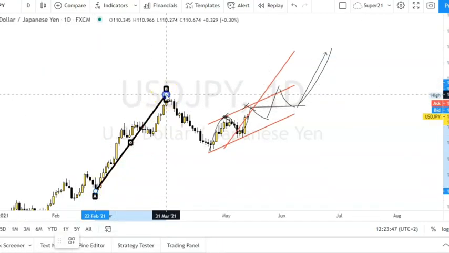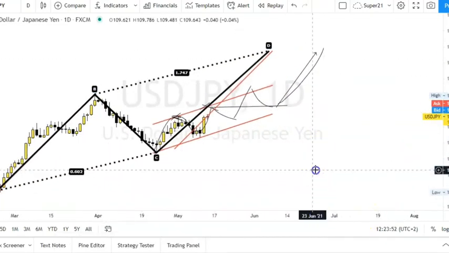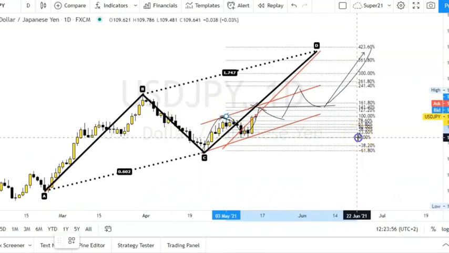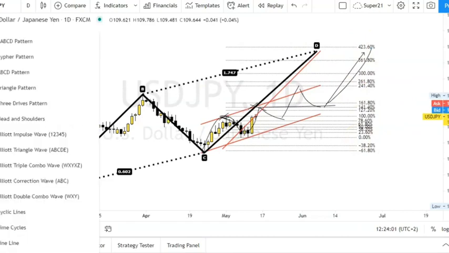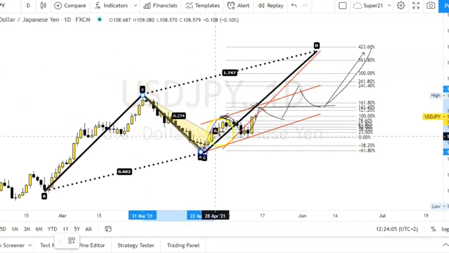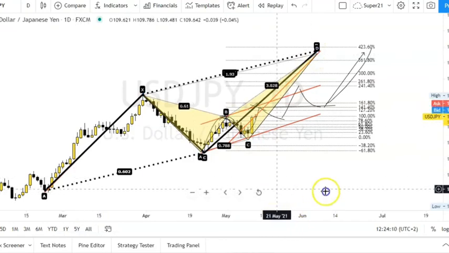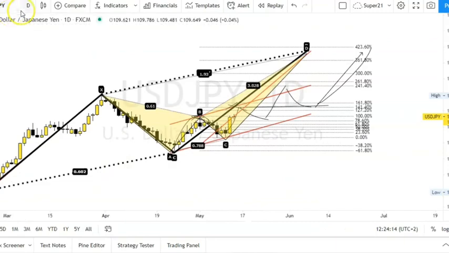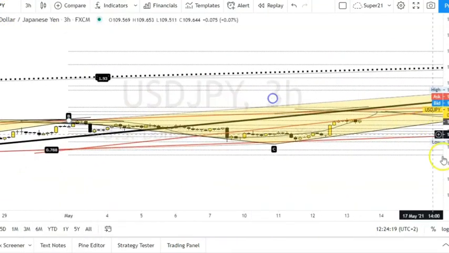So this is the whole ABCD structure targeting this area. Then we'll be looking at these areas. But we'll see how it goes. So far the only interest that we have is this area where we took our entry.